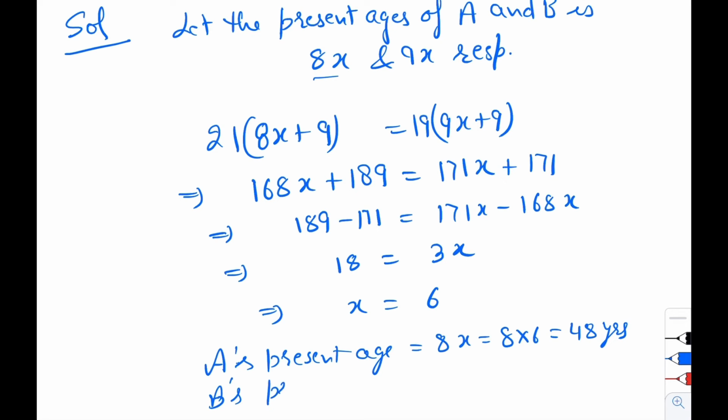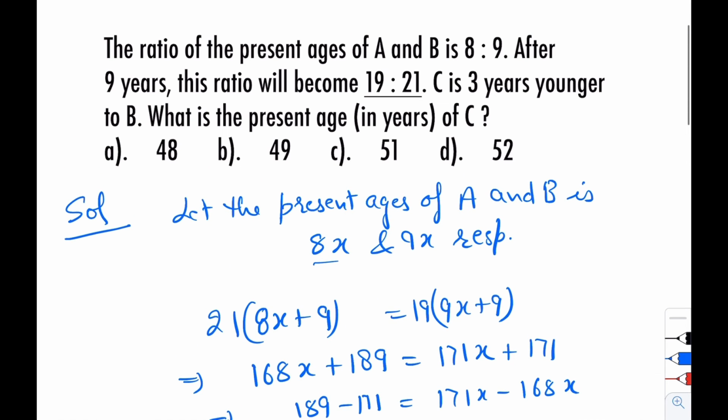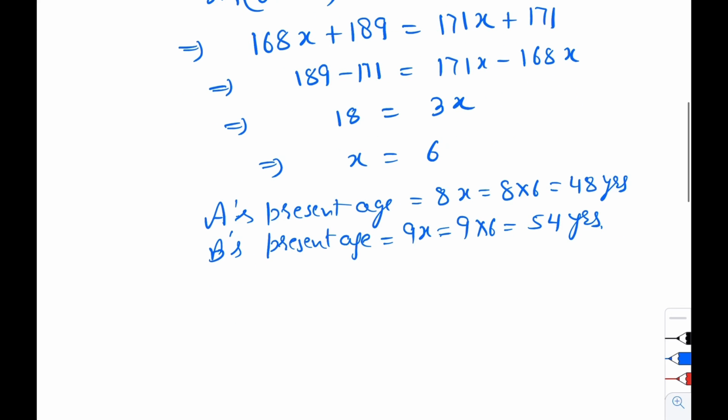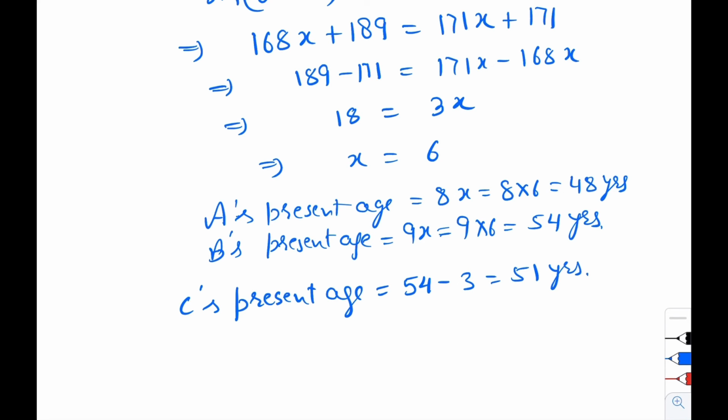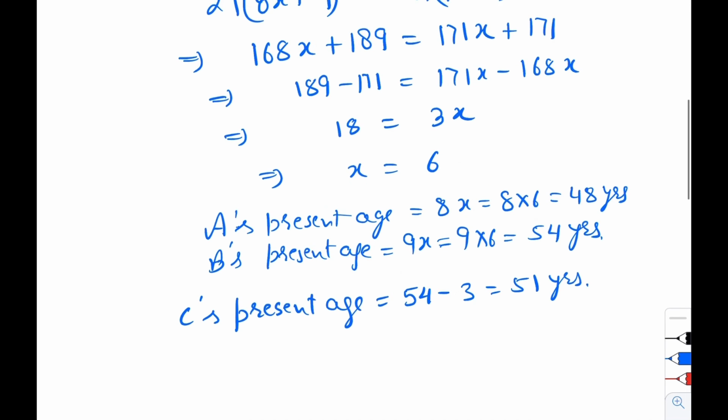B's present age equals 9x equals 9 into 6 equals 54 years. Now here it is given C is 3 years younger than B. So C's present age equals 54 minus 3 equals 51 years. So C's present age is 51 years.